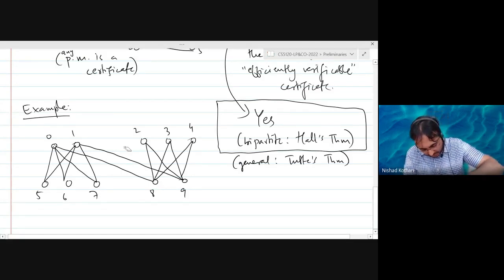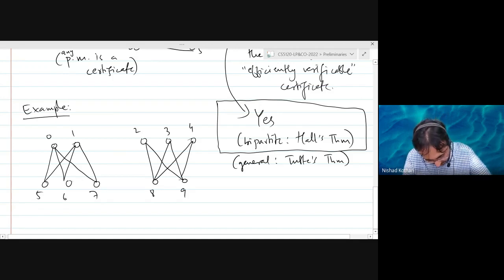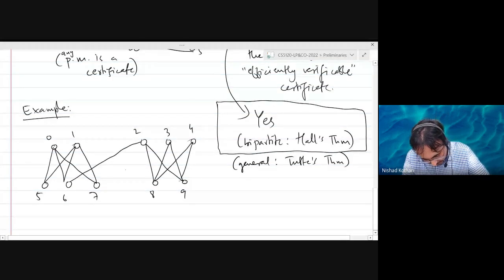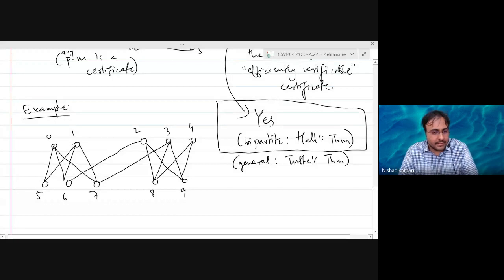Actually, sorry, I think I made a mistake. I first want to give you this graph. Yeah, my bad. Does this graph have a perfect matching? If yes, can you please give me one? Because that would be the certificate.